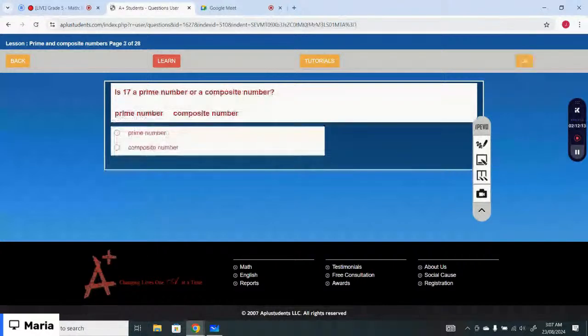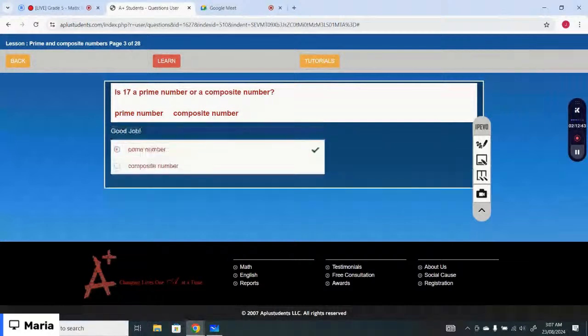Okay, the next one: is 17 a prime number or a composite number? So which is the correct option? 17 has only two factors, 17 times 1, right? We don't have any other number that when multiplied makes 17. So 17 is a prime number. The correct option is prime because 17 has only two factors, one and the number itself.